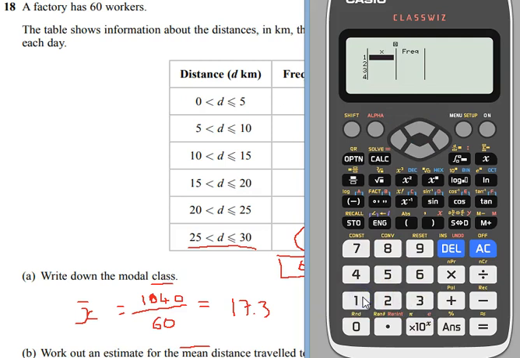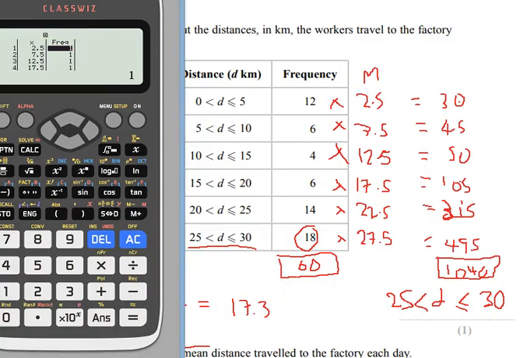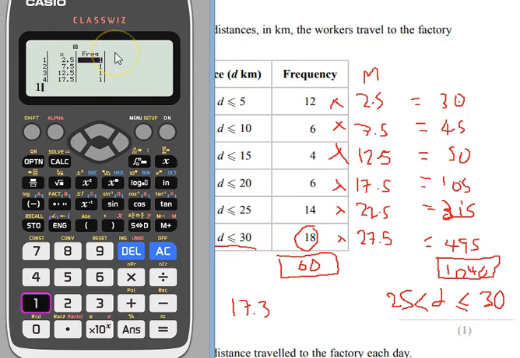And now we're going to fill in all the x values. That is the midpoints that we used. So 2.5, 7.5, 12.5, 17.5, 22.5, 27.5. Go back to the top and fill in the frequencies, which are 12, 6, 4.